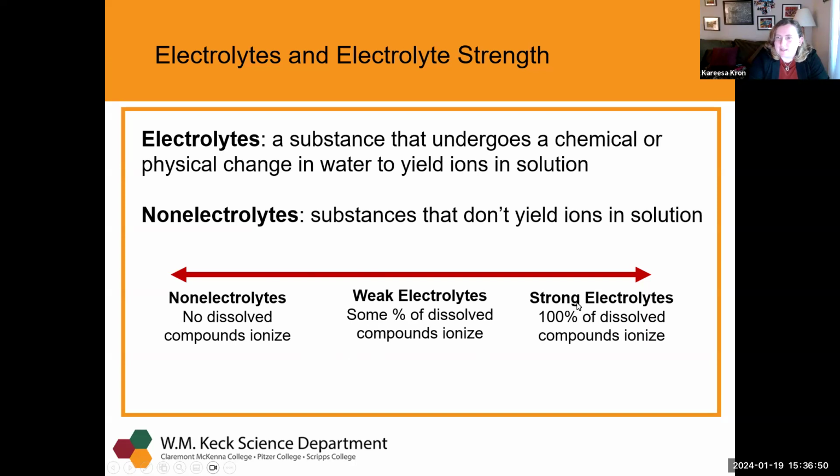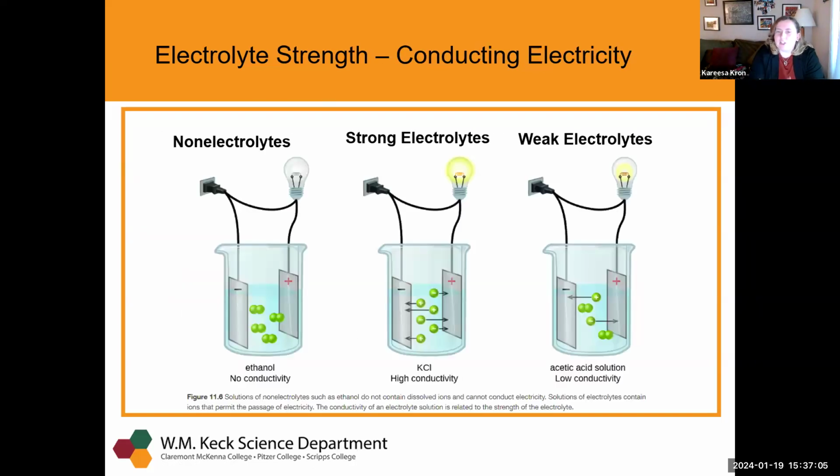Strong electrolytes, on the other hand, are things that just fall apart completely when they hit the water. You immediately have sodium and chlorine. They immediately separate into ions, 100% of them. So they're strong electrolytes. And in particular, this shows up as how well you can use them to conduct electricity.